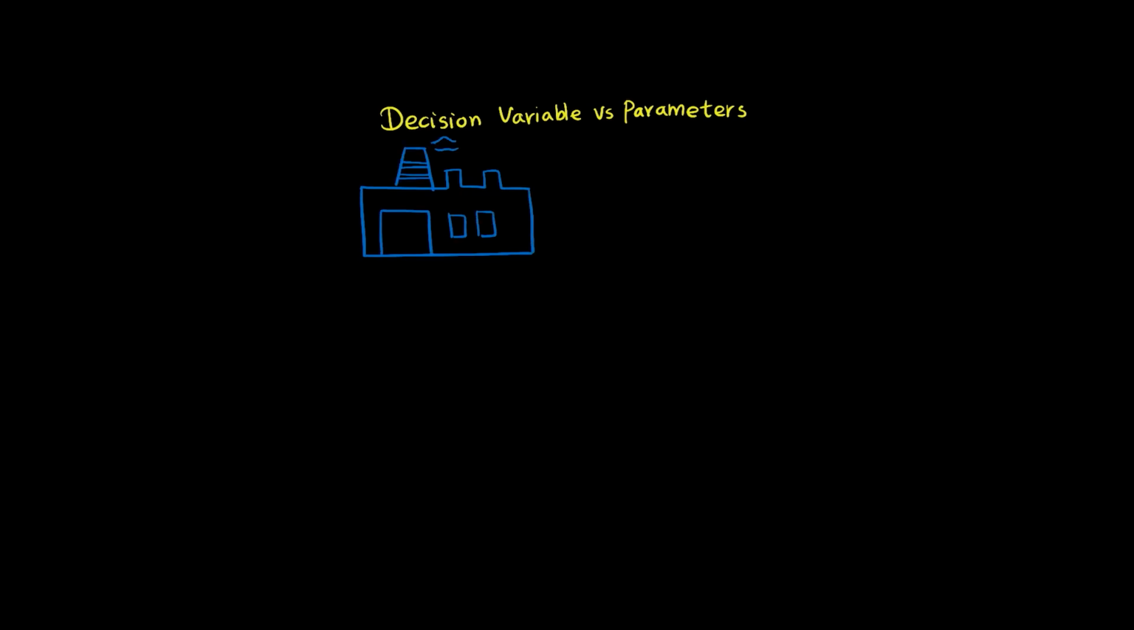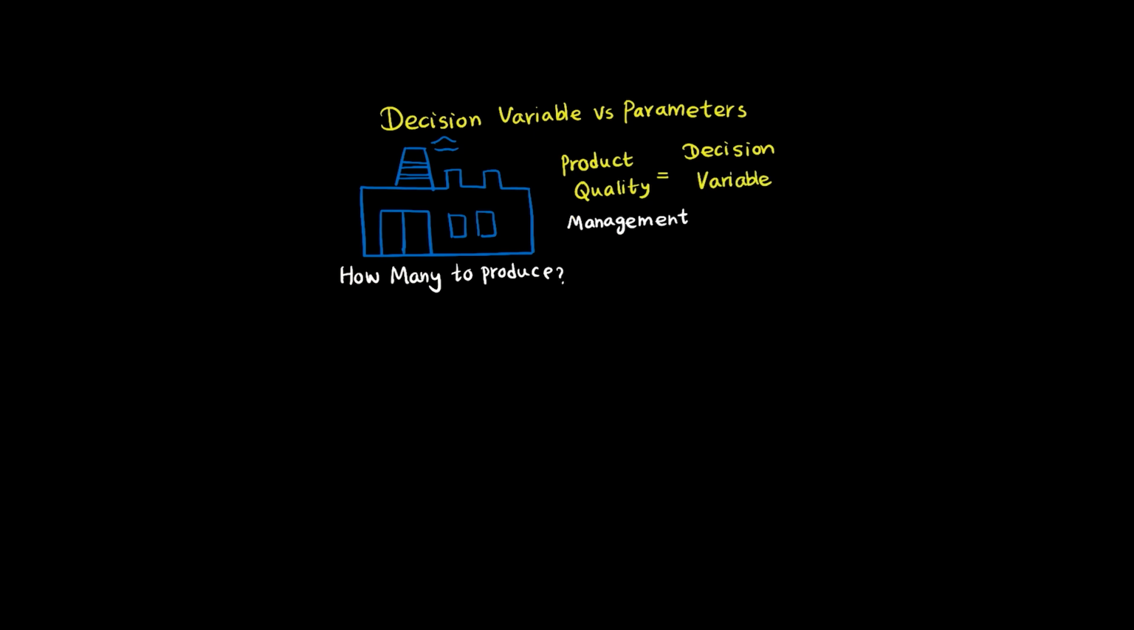In optimization models, understanding what you can and cannot control is crucial. Let's examine production quantity in a manufacturing model. The company decides how many units to produce. The company decides 1,000, 5,000, 10,000. This is entirely within management's control. That makes production quantity a decision variable, not a parameter.